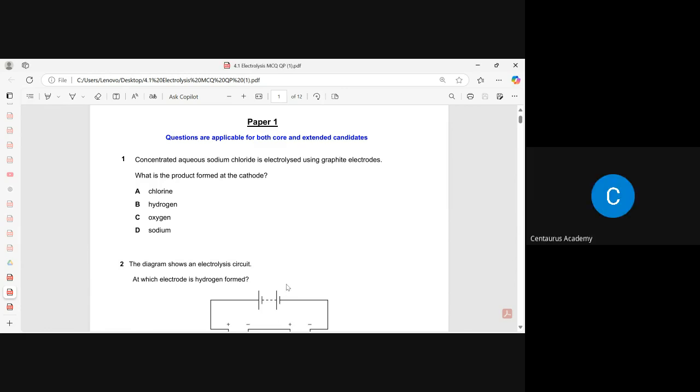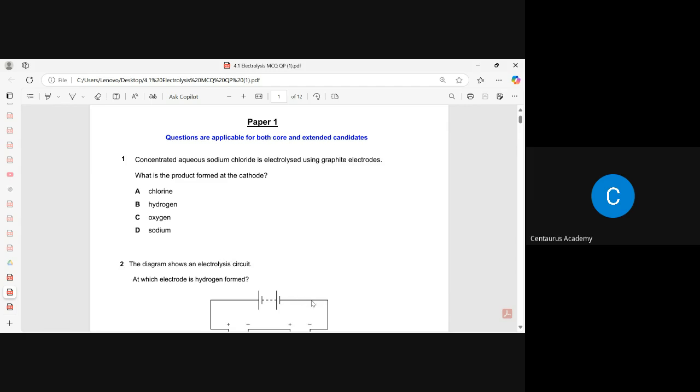Okay, up till now we have covered a few topics, and the last one that we did was electrochemistry, right? So we're going to discuss a few MCQs related to the topic so that you get an idea of how to approach questions, okay? And then we're going to move on to a new topic.